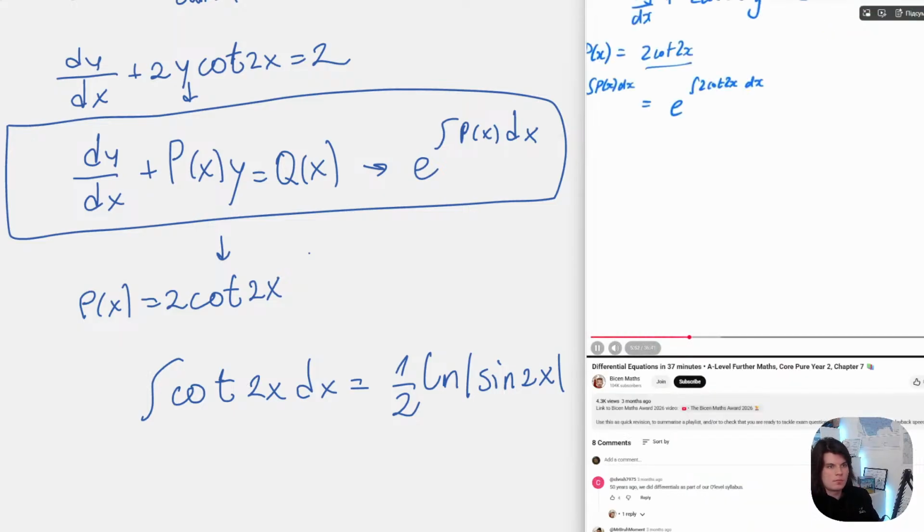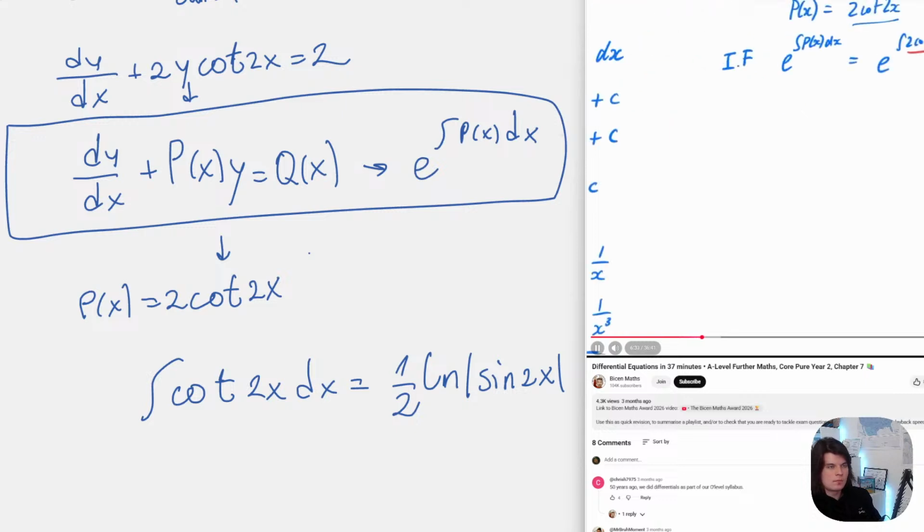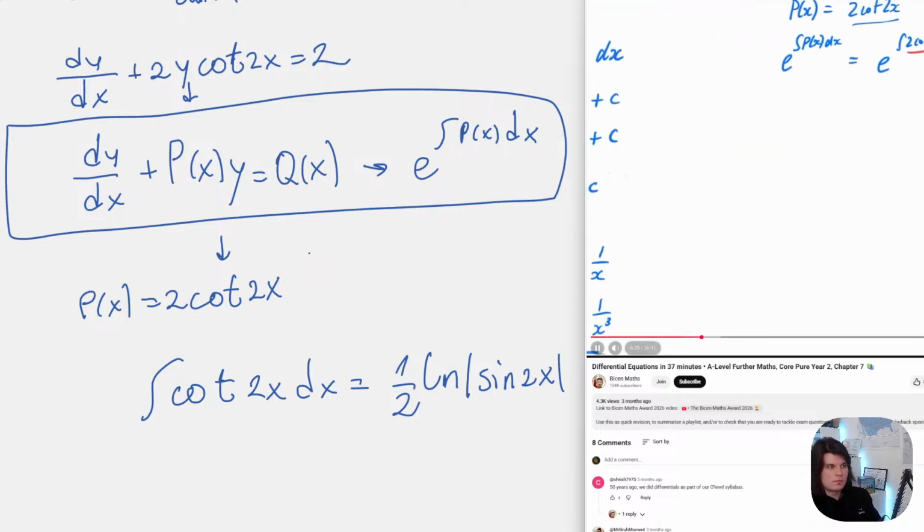The integral of cot kx is ln of sine kx, with this 1 over k factor that we would have had. So this is the integrating factor. Sometimes I use the IF to represent that. So I'm now going to take the equation that's here.